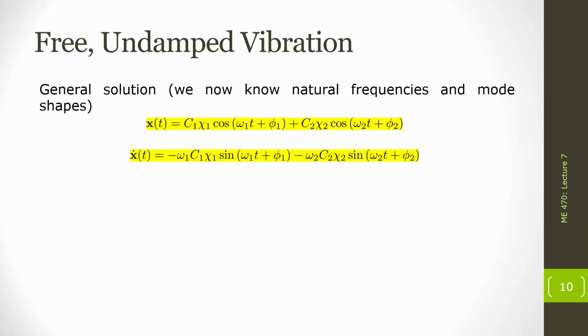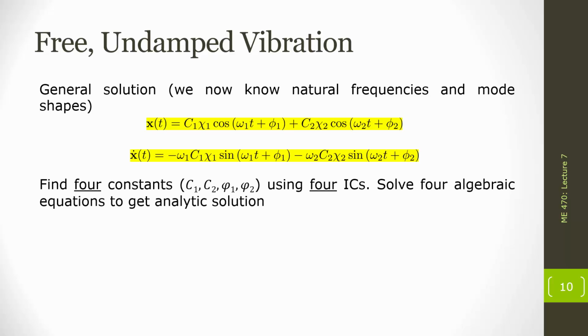If we take x of t and do a time differentiation on it, then we get x dot of t. So again, if we look here, this is using the chain rule, and we see what we get as our coefficients in front of a negative sine term and then another negative sine term. So we want these x of t and x dot of t expressions because we still need to figure out C1, phi1, C2, and phi2. Again, we know omega1, omega2, chi1, chi2 by now, coming from the eigensystem of M inverse times K.